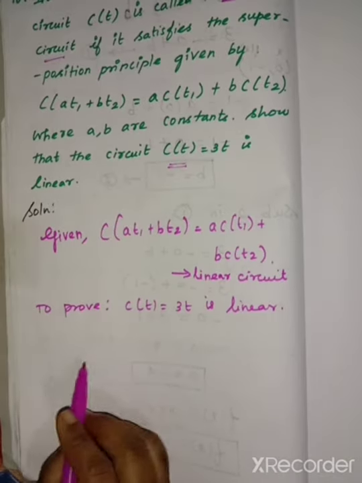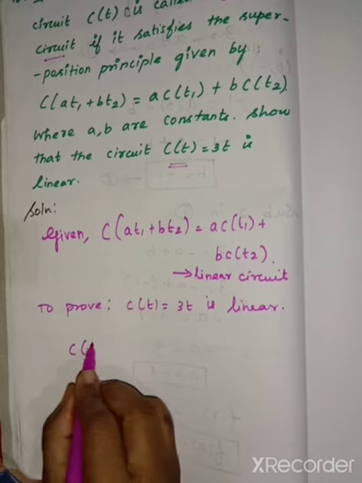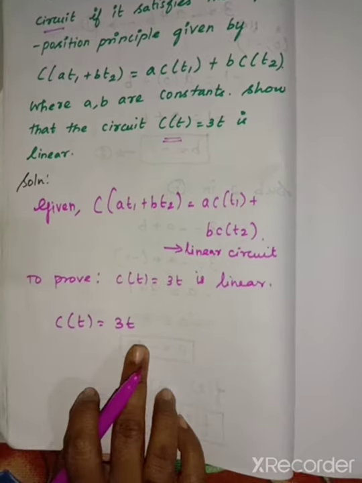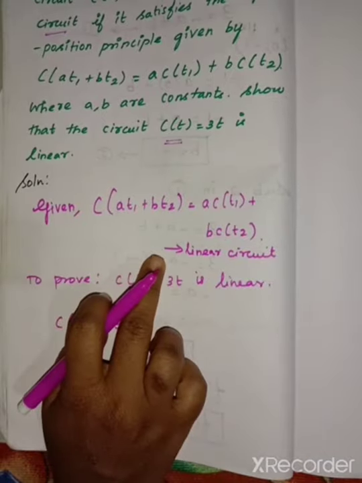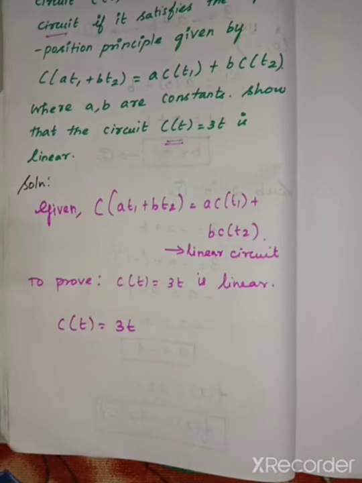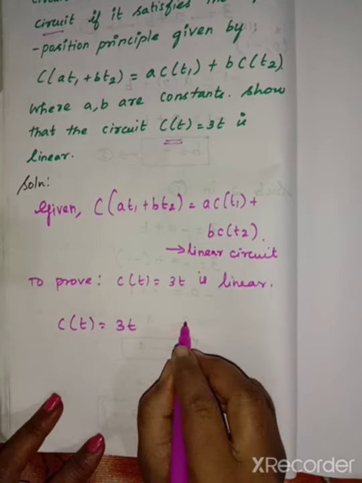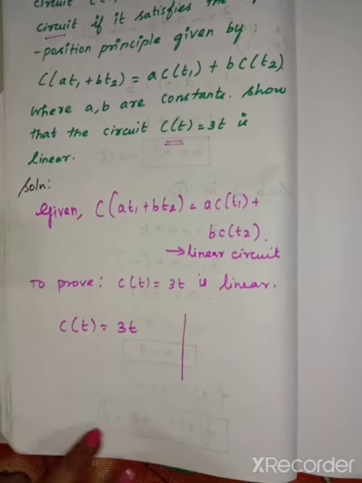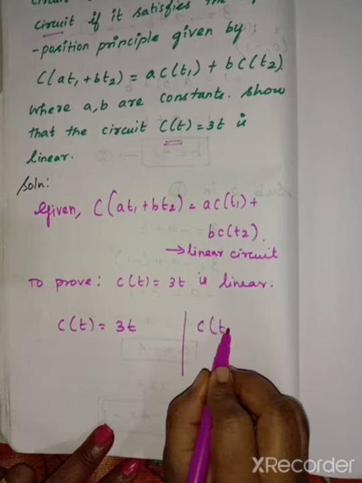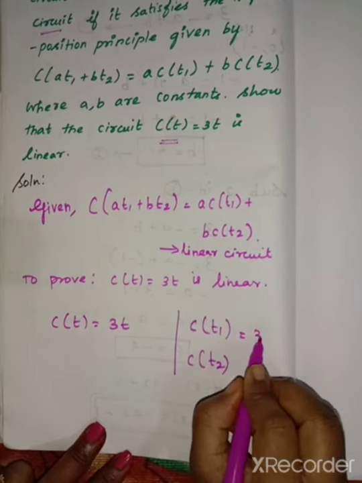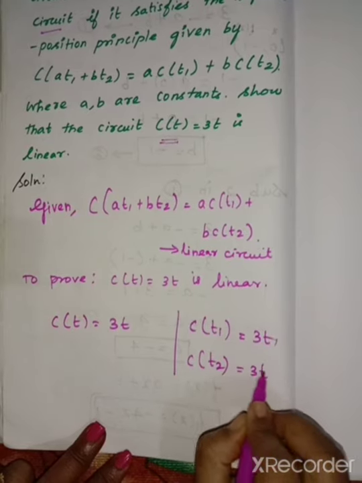So here we can take C of t equals 3t as given, like that we have to take. We want to solve this one. To prove this one means we get the answer. So here we can take C of t equals 3t. Here let us assume t has two types, that is C of t1, C of t2. So we get 3t1, 3t2.